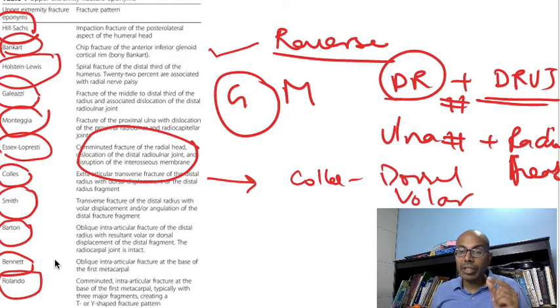Colles fracture is an extra-articular fracture of the distal radius with dorsal displacement of the fragment. Smith fracture is an extra-articular fracture of the distal radius with volar displacement of the distal fragment. Barton fracture is an intra-articular fracture of the distal radius with carpal subluxation. Can be volar or dorsal, more commonly volar. Bennett fracture is an intra-articular fracture of the thumb with deforming forces of the abductor pollicis longus acting on it and pulling on the first metacarpal. Rolando's fracture is an intra-articular fracture without the deforming force of the abductor pollicis longus. So if you see subluxation of the first metacarpal, it is Bennett's fracture. No subluxation, it is a Rolando fracture.